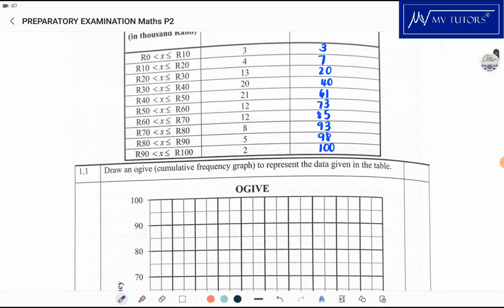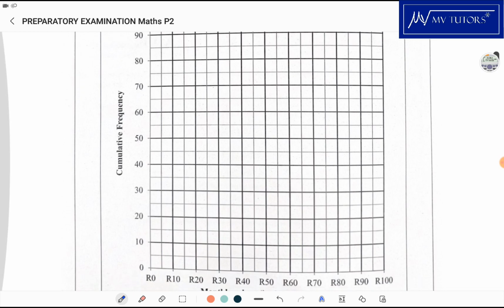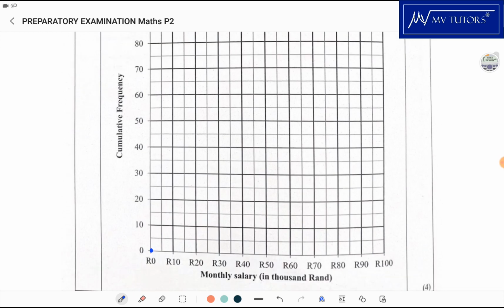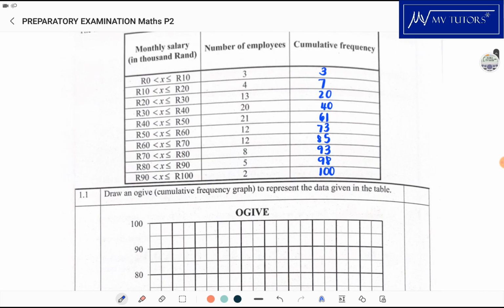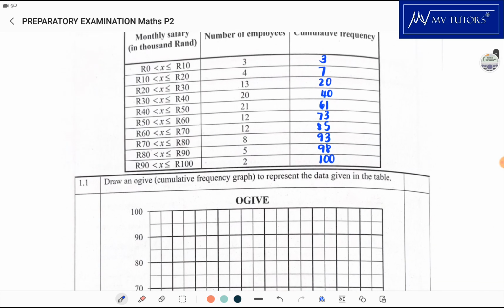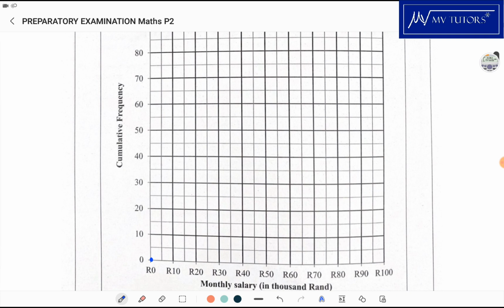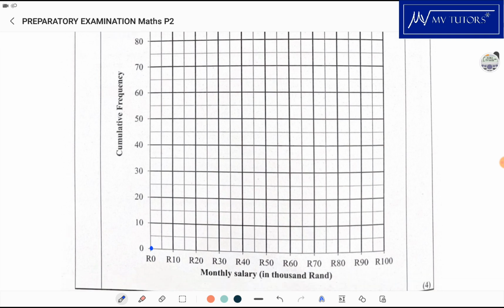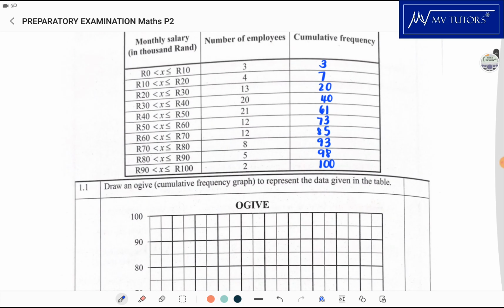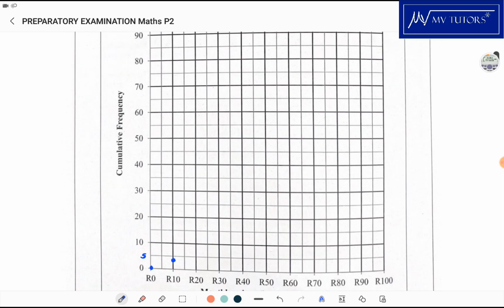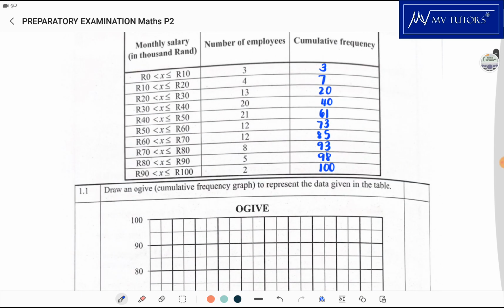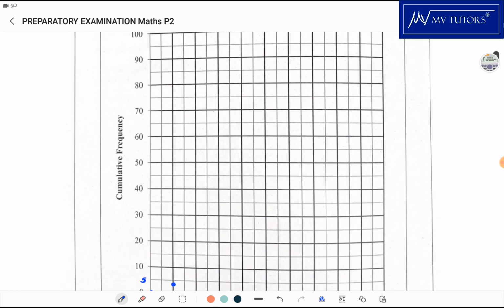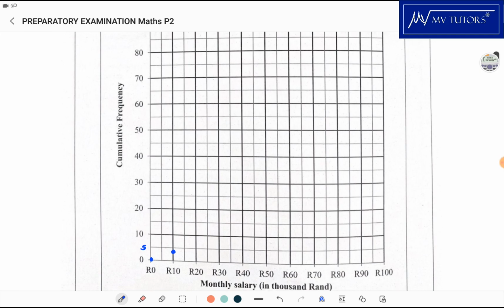So we're starting with point 0. Remember, with an ogive you always start there at 0. Then the next one we have 3 for between 0 and 10 rand. So we have 3 at 10 rand; if this is 5, 3 must be somewhere around there. And then there's 7, going up and down for 20 rand. So let's just do that. 7 is somewhere around there.